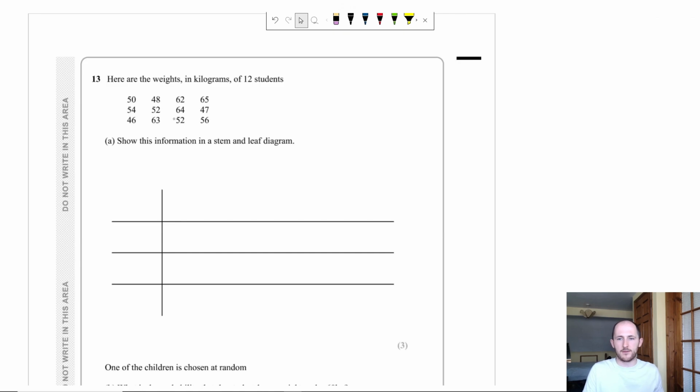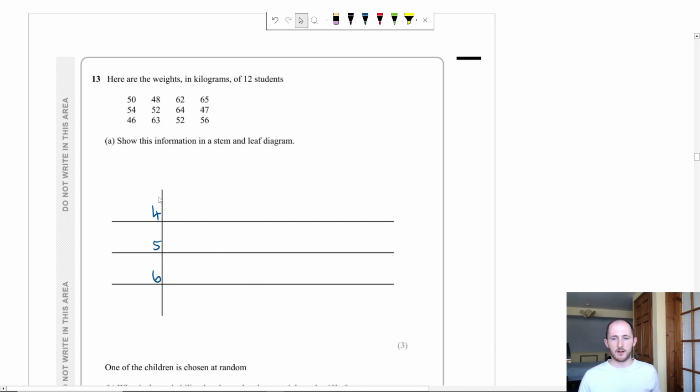So if I look at all the different tens numbers, I have 4s because I have numbers in the 40s, I have 5s because I have numbers in the 50s, and I have 6s because I have numbers in the 60s. So all I'm going to do is do 4, 5, and 6. And that makes up all of the 40s, all of the 50s, and all of the 60s.